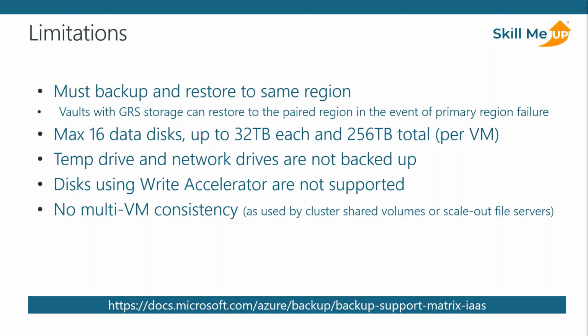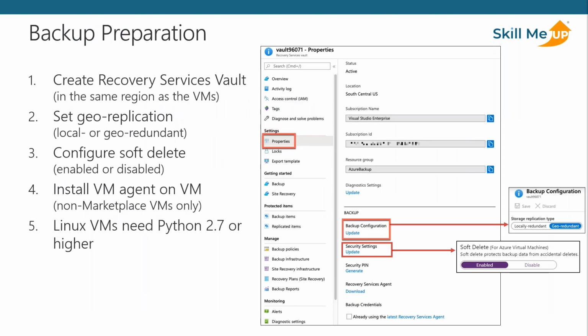Okay, so let's set this up. You start by creating the vault, and then, before anything else, check the geo replication setting and also check the soft delete setting. Soft delete is a feature in Azure Backup where even if you delete the backup data, it's not actually deleted. It's marked as deleted, but it's recoverable for 14 days, and it's only hard deleted 14 days later. So you're actually stuck with the vault for 14 days as well.